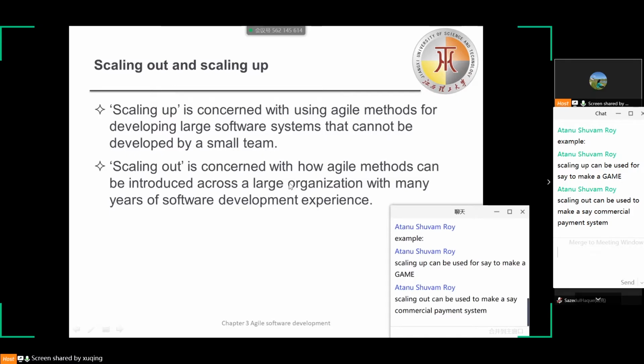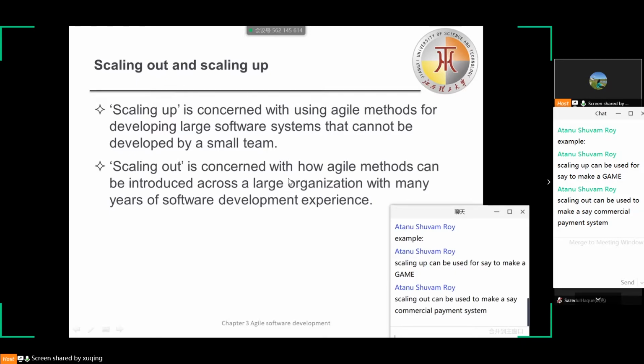And scaling out is more like the concept of how agile methods can be introduced across a large organization with many years of software development experience. That means how we can transfer or diffuse this idea to large organizations who normally use plan-driven or other traditional methods.